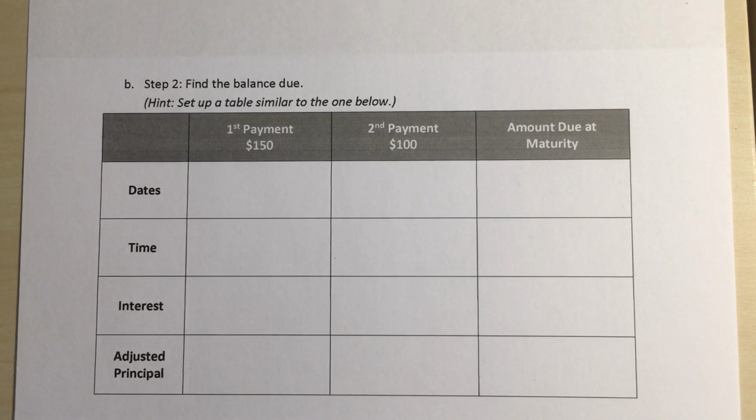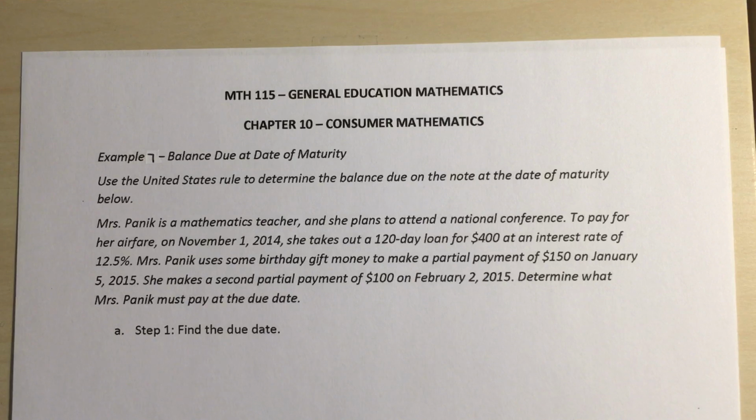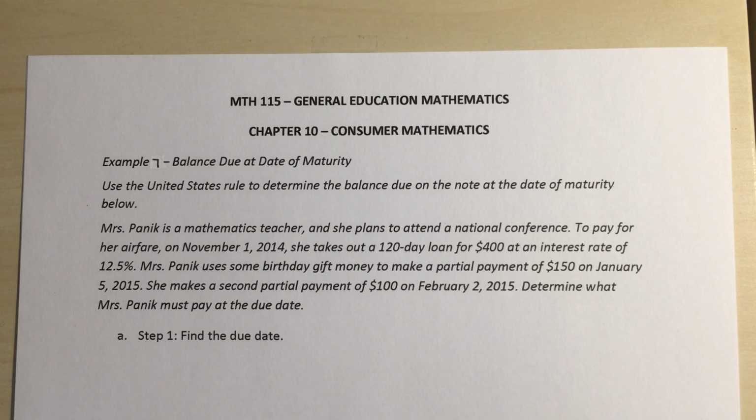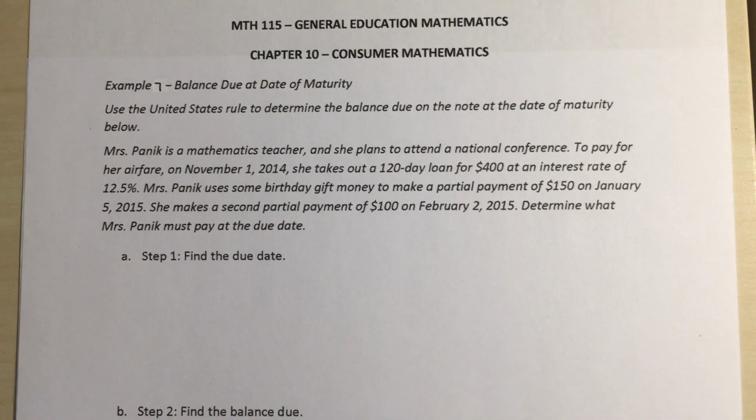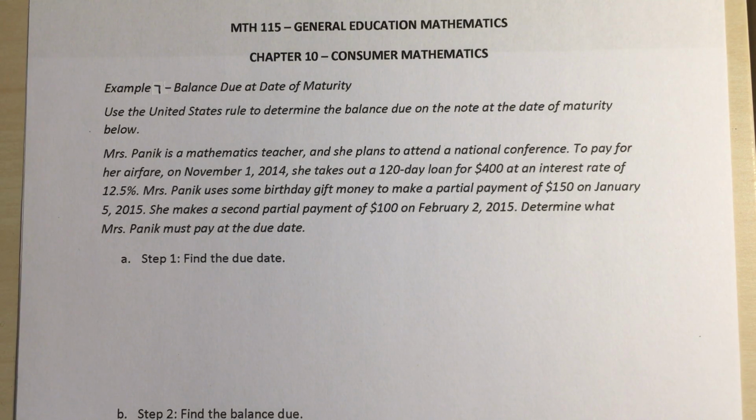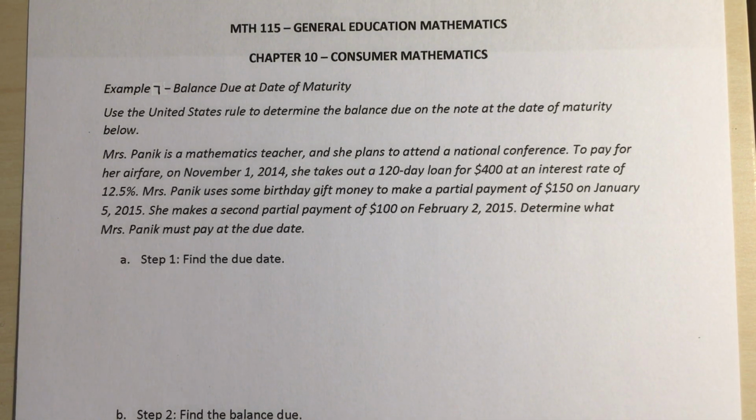When you're working through these problems, it's going to be up to you to generate and draw out a table for your specific example, but I'll talk about that as we get into the second step. Use the United States rule to determine the balance due on the note at the date of maturity. Mrs. Panic is a math teacher and she plans to attend a national conference. To pay for her airfare on November 1st, 2014, she takes out a 120-day loan for $400 at an interest rate of 12.5%. Mrs. Panic uses some birthday gift money to make a partial payment of $150 on January 5th, 2015. She makes a second partial payment of $100 on February 2nd, 2015. Determine what Mrs. Panic must pay at the due date.